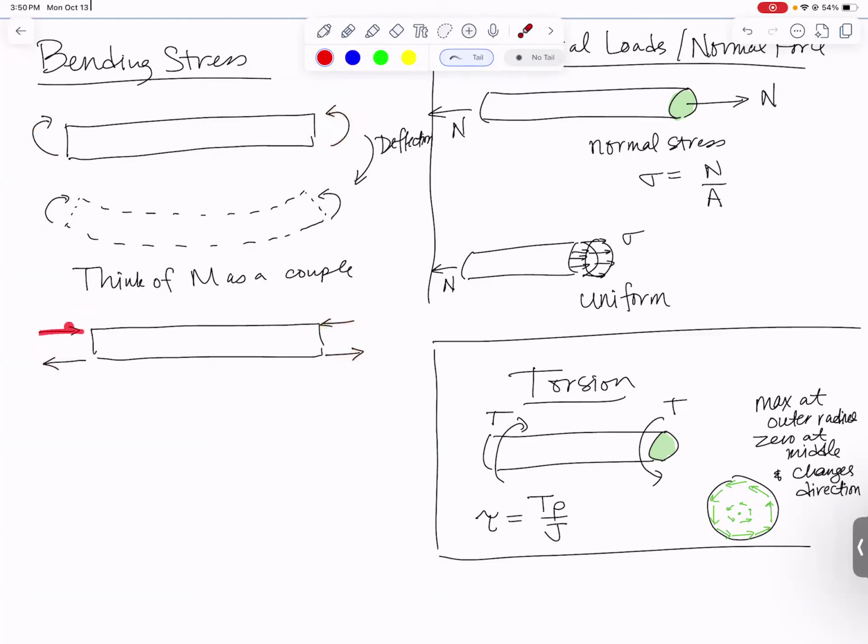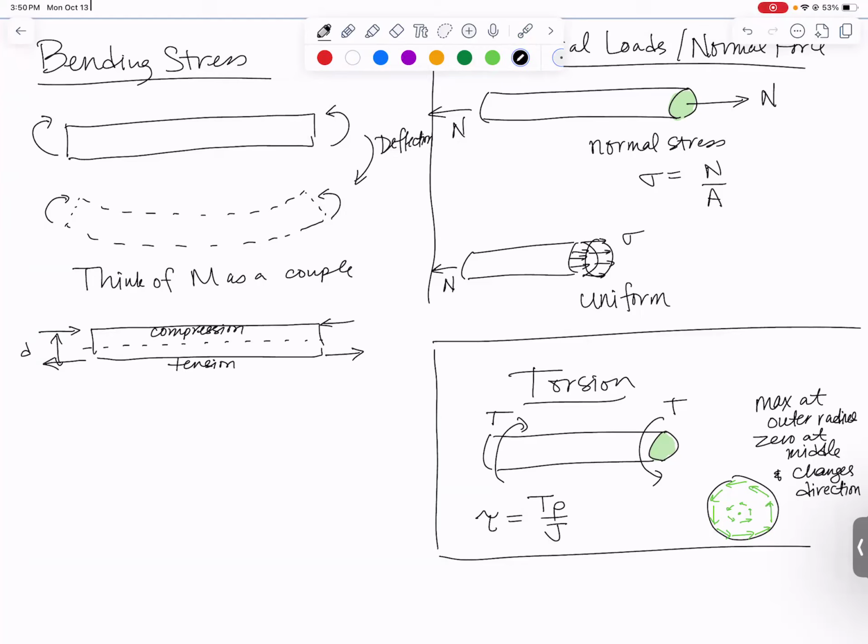So at the top of your part, you see how we have these two arrows pointing toward each other? That means at the top of the part, we're going to end up in compression. Those arrows are pushing in on the top. The bottom, we're going to end up in tension. And somewhere in between, we've got to transition from compression to tension. So we're going to have something that's actually called the neutral surface or the neutral axis.